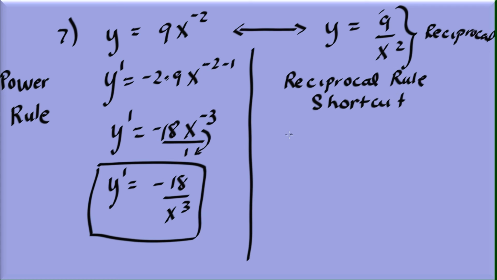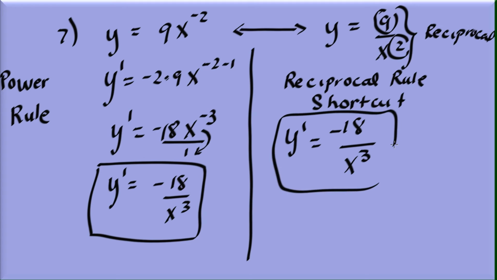And that is what? Your y prime will be 9 times 2, which is 18, over x to the 2 plus 1, 3, and then switch the sign, okay? So the reciprocal rule is still shorter after you move this x to the negative 2 down from the beginning, okay?